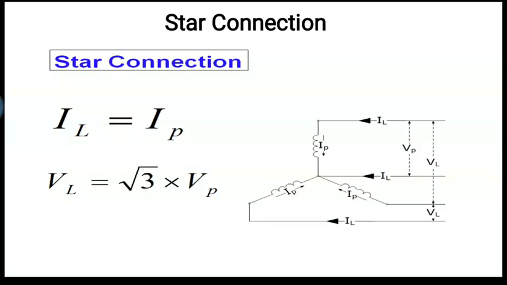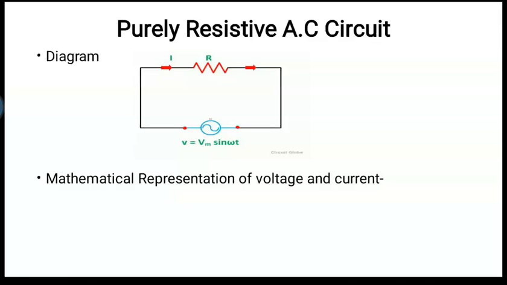So let us see the next thing. Okay, now what do you mean by the purely resistive circuit? In the exam sometimes they ask purely resistive circuit, purely inductive circuit, or purely capacitive circuit. So in these types of questions you have to remember 4 points. First one is diagram, second one is mathematical representation. I hope you all know now what you mean by mathematical representation. Third one is waveform, and fourth one is phasor diagram. Okay, so let us go through one by one.